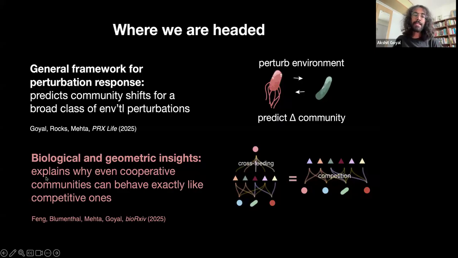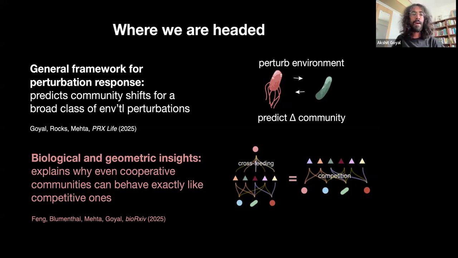One of those insights that I hope to share with you later in this talk is that it can explain why, for instance, there are many cases where even completely cooperative communities, for instance, ones held together by nutrient exchange, can often behave exactly like competitive communities. Meaning that if you're using ecosystem responses to perturbation to figure out whether a community is cooperative or competitive, you will actually fail. And that has some pretty interesting implications, which I hope to dig into towards the end of my talk. So that's the agenda for the rest of my talk.